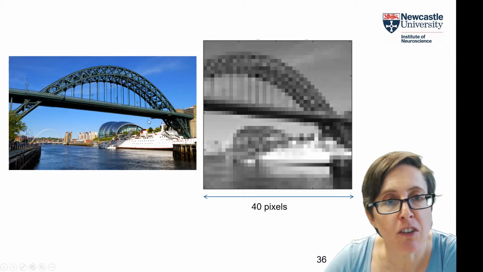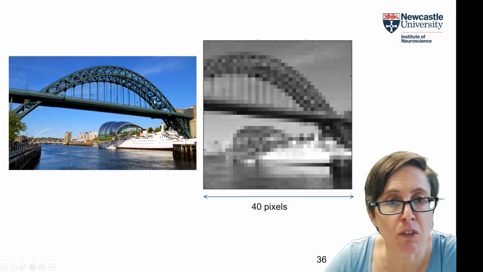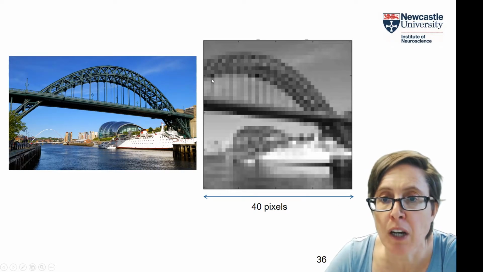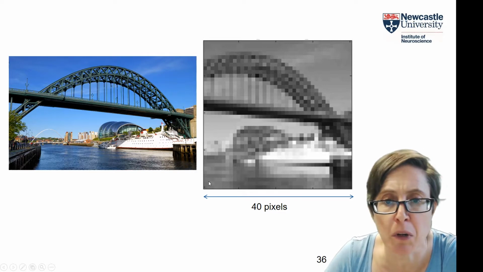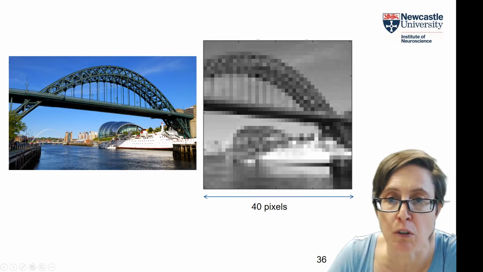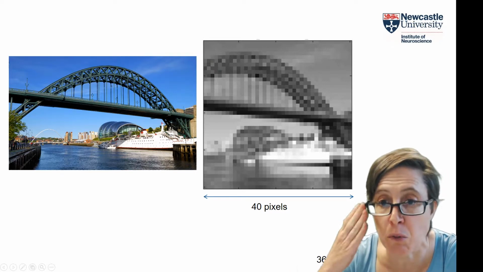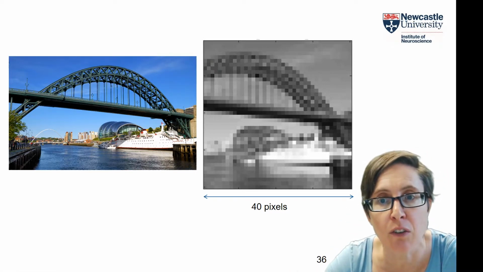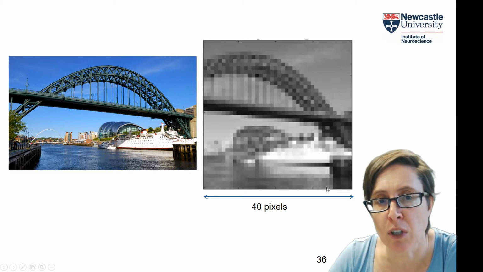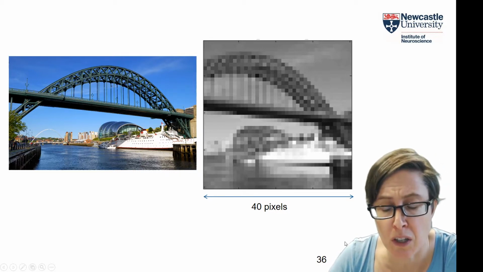So here's an image. This is a photograph of Newcastle's Tyne Bridge, which I took. It's a very big image, so to make things simpler, I'm just going to downsample it, or part of it, to 40 by 40 pixels, and also I'll make it black and white so I don't have to worry about the different colour channels. Okay, so this is hopefully still just about recognisable as a piece of the Tyne Bridge.